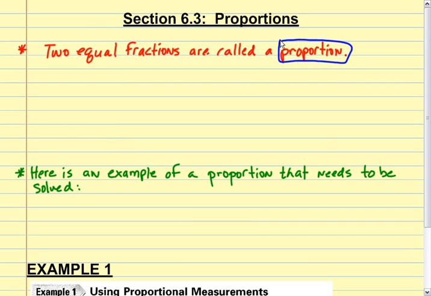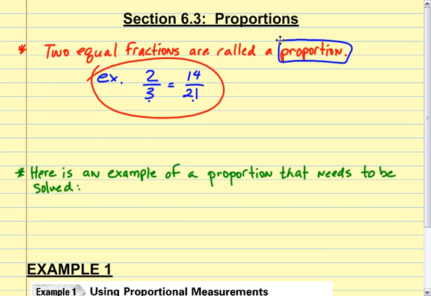So, for example, 2 over 3 is equal to 14 over 21. Is that true? Are those two things equal, Lou? Yes, it is true. 3 times 7 gives me 21, and 2 times 7 gives me 14. This fraction equals that fraction. So this entire thing is called a proportion.